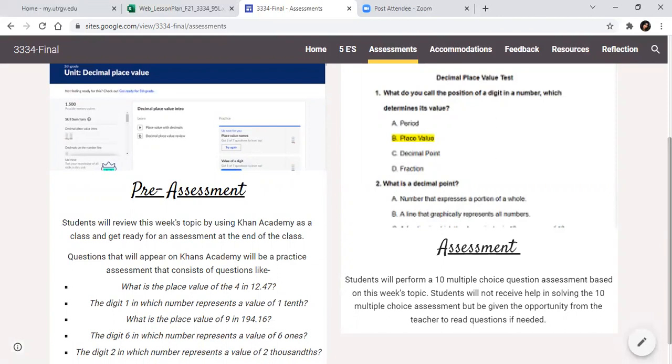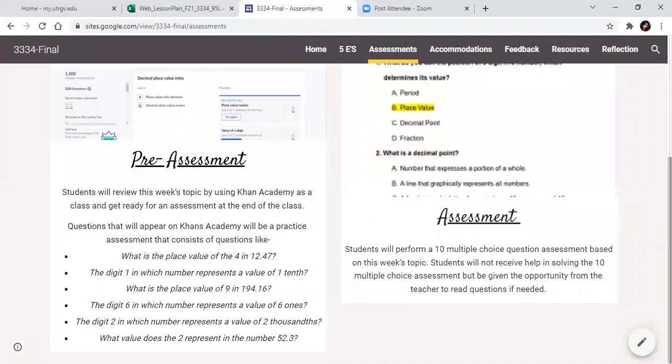They will get ready for a practice, like a pre-assessment at the end of the class, and they will be answering questions discussing what they learned throughout the day or throughout the week. And these questions will be like, what is the place value of 4 in 12.47? And then on the answer choices, it would say tens, ones, hundreds, thousands, and so forth. Another one can be, what is the place value of 9 in 194.16? And the answer choices would be ones, tens, hundreds, 10,000s, hundreds, etc. So that would be for the pre-assessment.